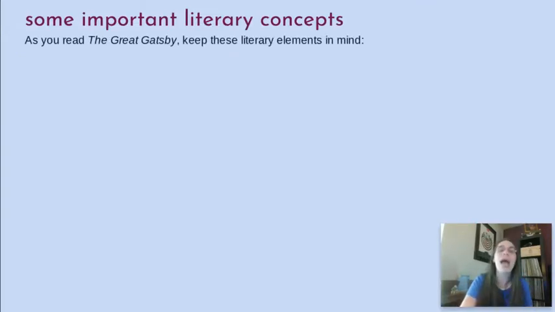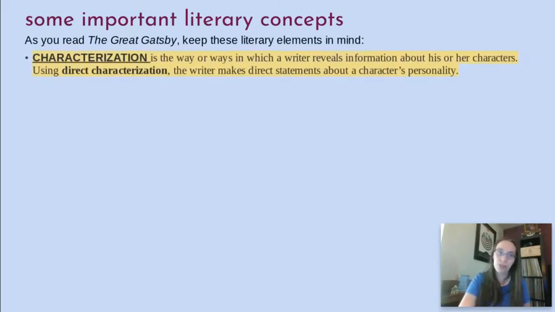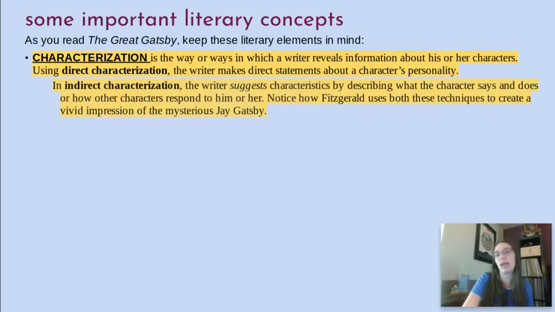So I am super excited about this process, but there are a few literary concepts I want to make sure that you remember as you read this book. So characterization. This is the way in which the writer reveals information about the characters. So we talked about direct characterization, which are direct statements about the character's personality. And we talked about indirect, which is describing what the character says and does and how others respond to them. So I want you to think about how both of these are used in the text to help you draw your own conclusions about the mysterious Jay Gatsby.